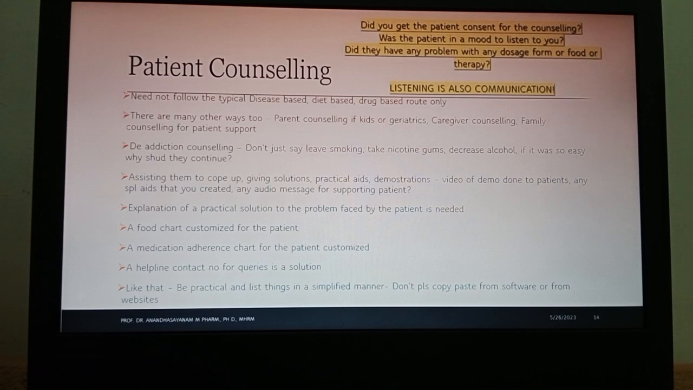A helpline contact number for queries is a solution, which as a pharmacist you can circulate your number. Like that, be practical, list things in a simplified manner. Don't copy paste from a software or from the websites. Give references. Use SMART principle when you are talking about patient counseling.